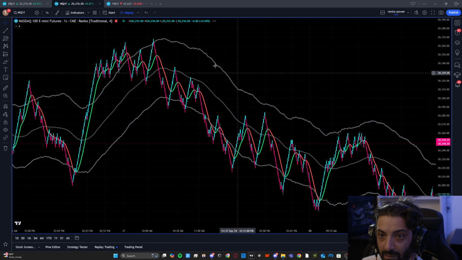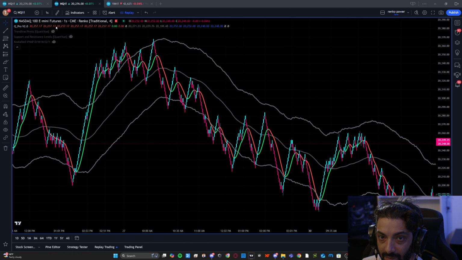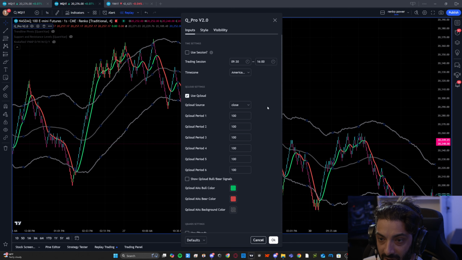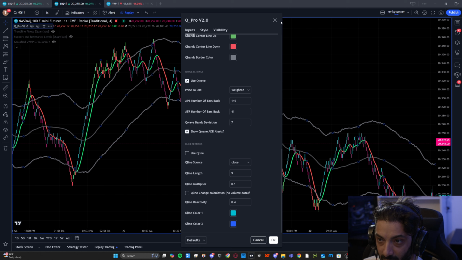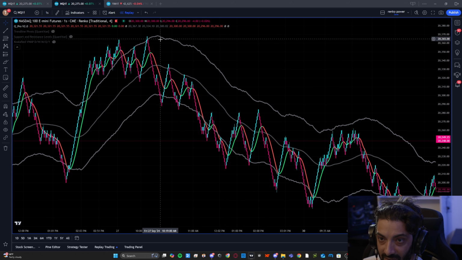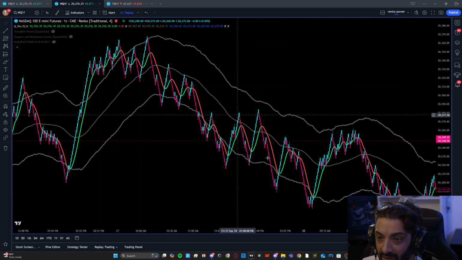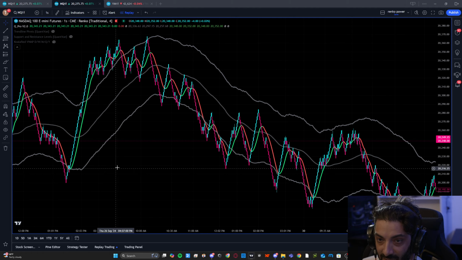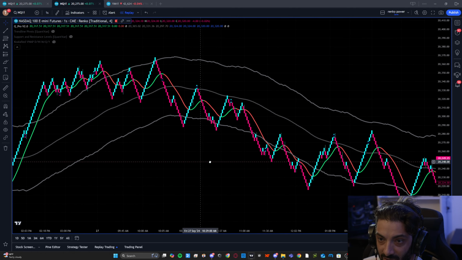So first off, we have Q cloud turned on and we have Q wave turned on, right? So the Q wave is these gray lines here, right? And these are just typical settings that I really like to trade with, right?